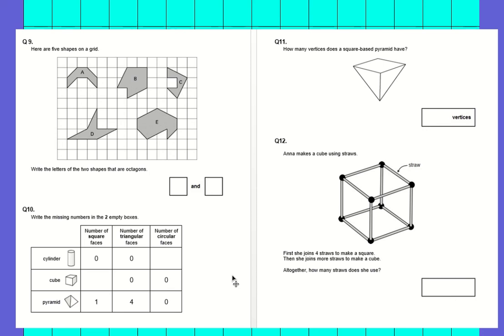Question number 10 says write the missing numbers in the 2 empty boxes. So you've got to fill in the 2 bits of information there. Number of circular faces on a cylinder and number of square faces on a cube. Question 11, straightforward enough. How many vertices does a square-based pyramid have? And then question 12, Anna makes a cube using straws. First she joins 4 straws to make a square, then she joins more straws to make a cube. Altogether, how many straws does she use? So altogether, how many does she use?